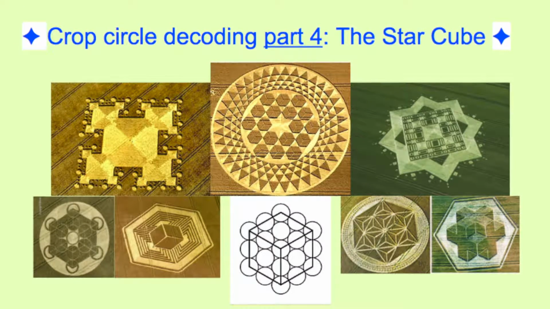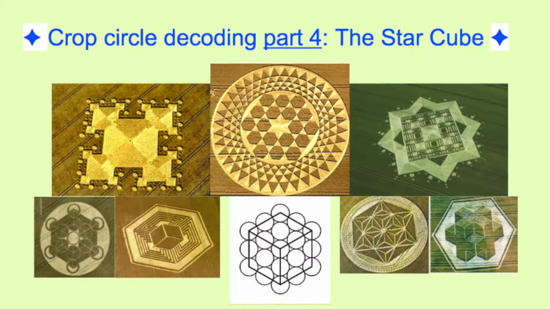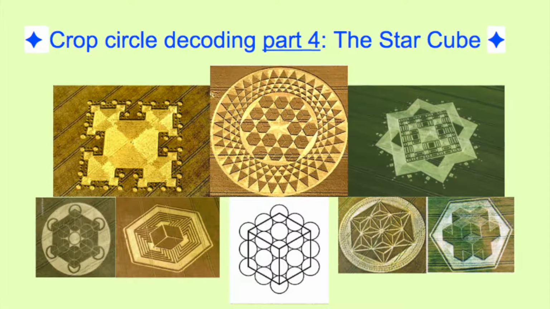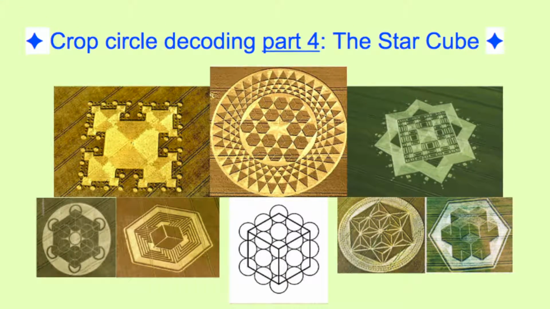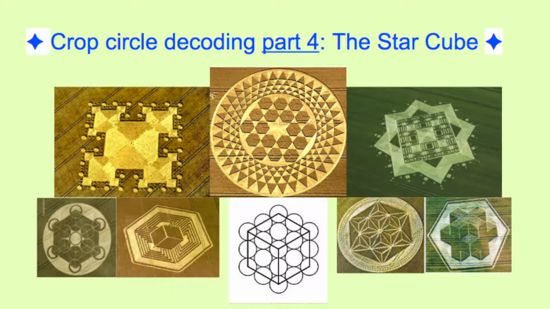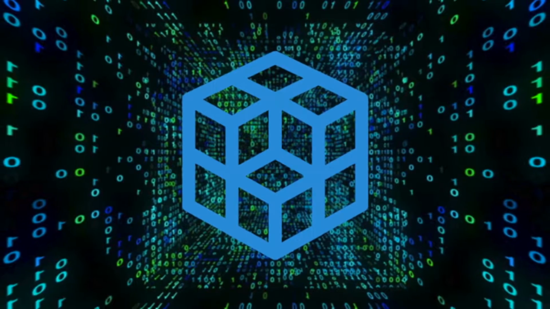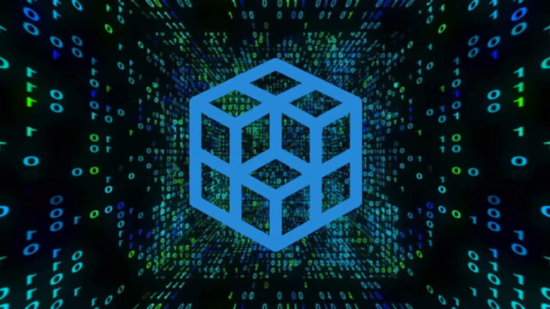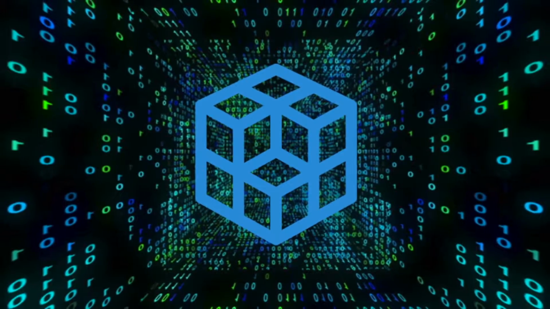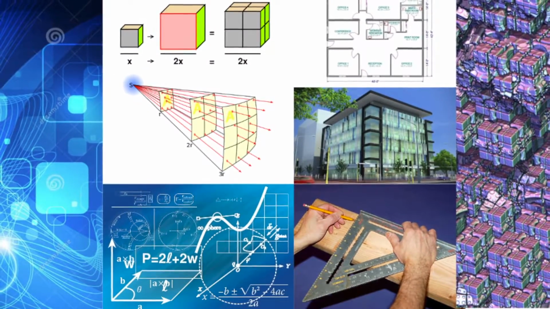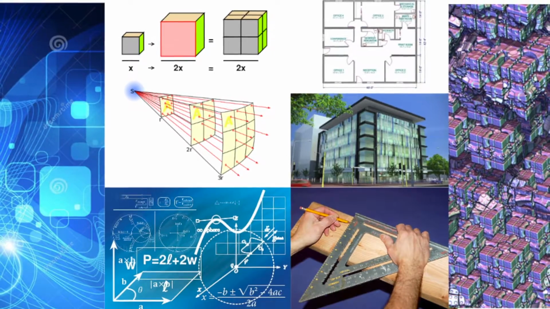In this part 4 video of decoding crop circles, I will talk about and explain the significance behind the square and cube geometry, as well as make links to the crop circles that compose these patterns. The square and cube is one of the most basic shapes, yet one of the most important and foundational geometry in all fields of physics, mathematics, architecture, and technology.